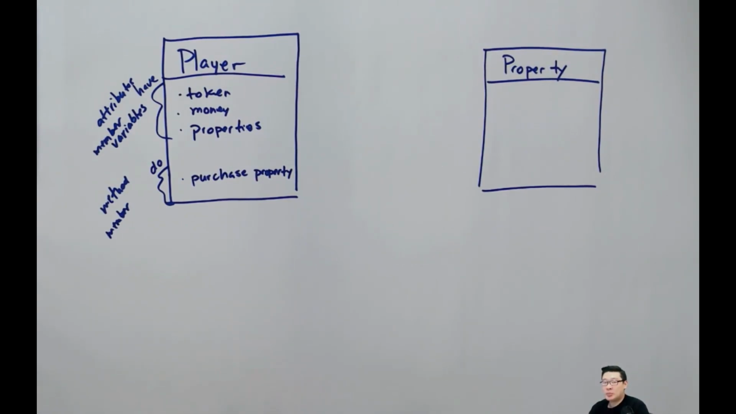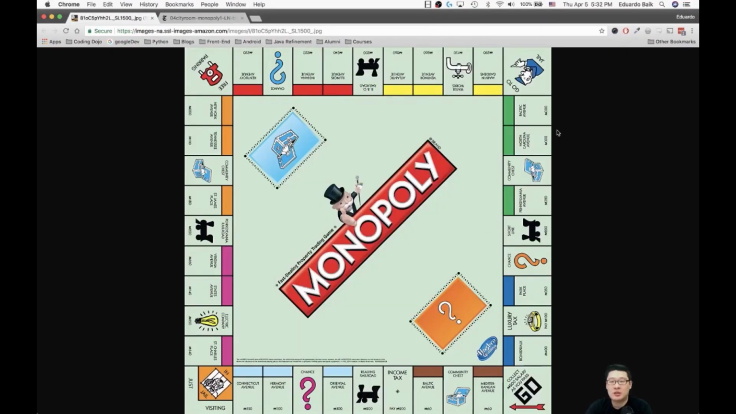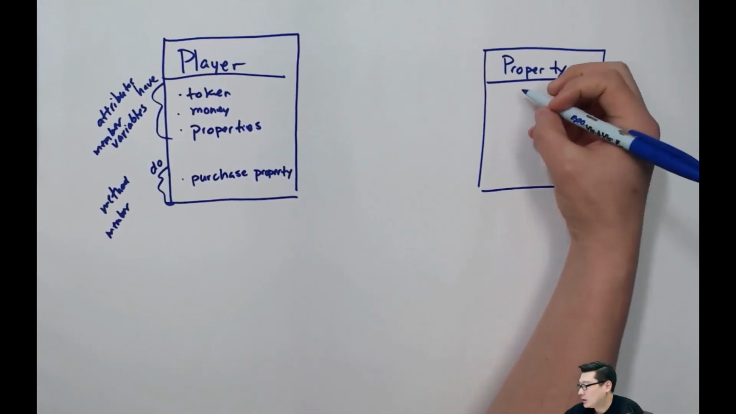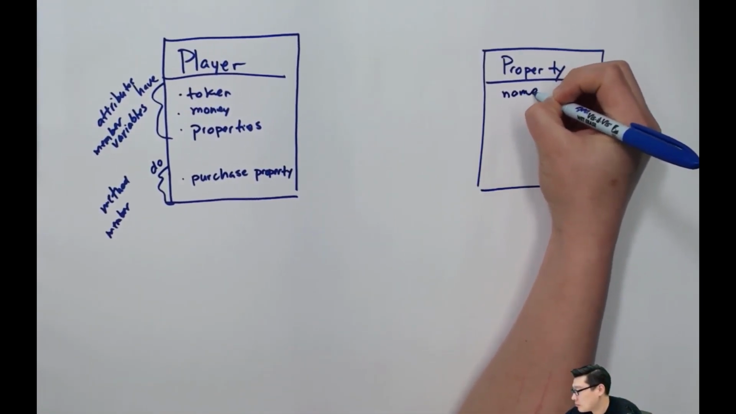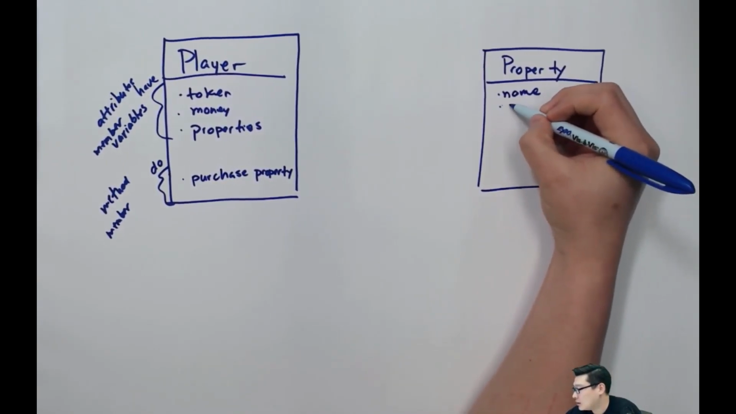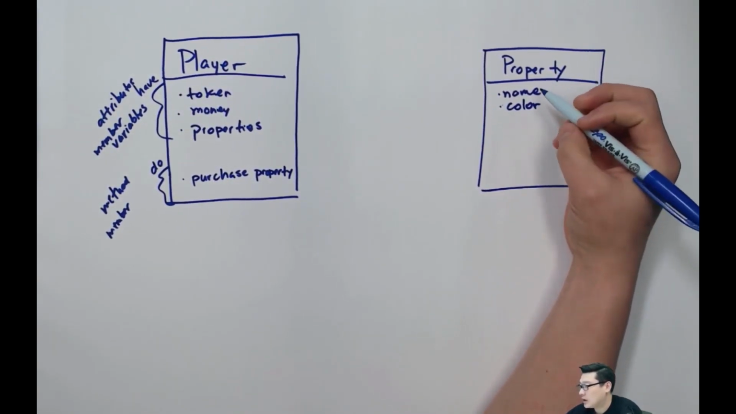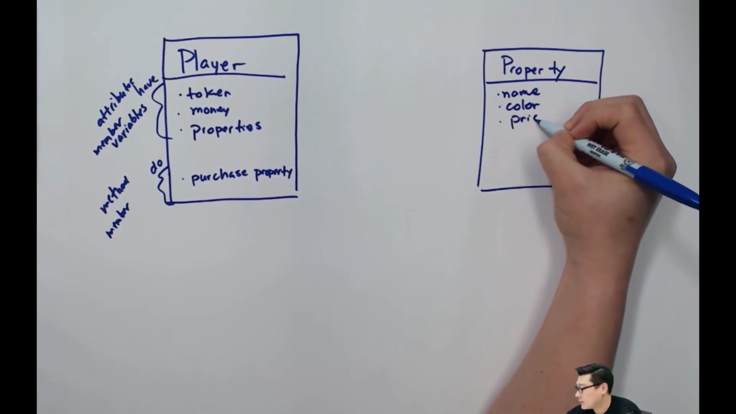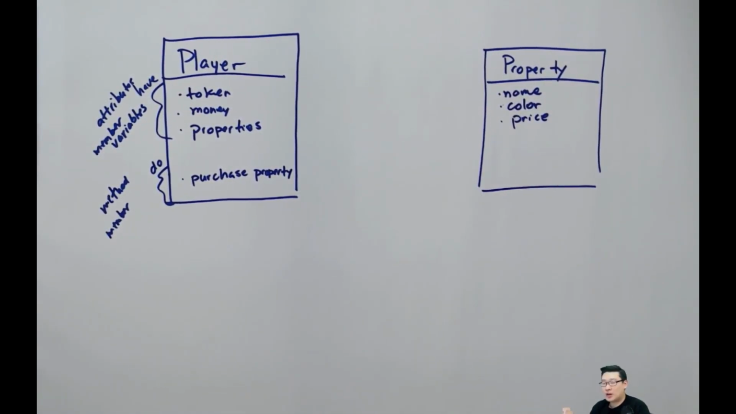All right, now let's talk about the properties. And let's go back to the screen share here and go to properties. We could see some things that properties have just by looking at the board. They have a color, a name, an amount of money that it costs to purchase. So let's start with that and build upon that. So a property has a name, a color, and a price.